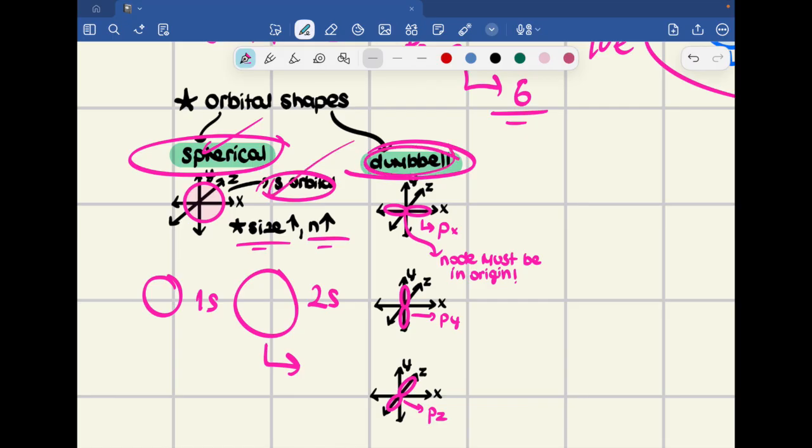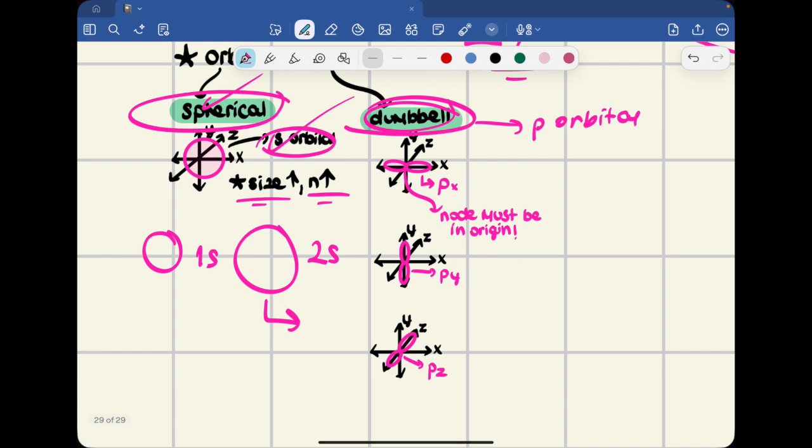The dumbbell shape is the shape of a p orbital. By the way, the shapes of the d and f orbitals are not included in the curriculum, so I'm not explaining them. For the dumbbell shape, we have different ways of showing it.